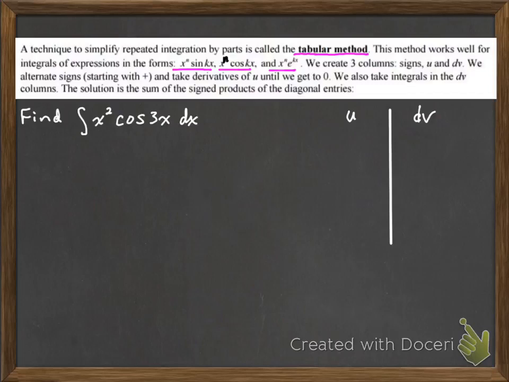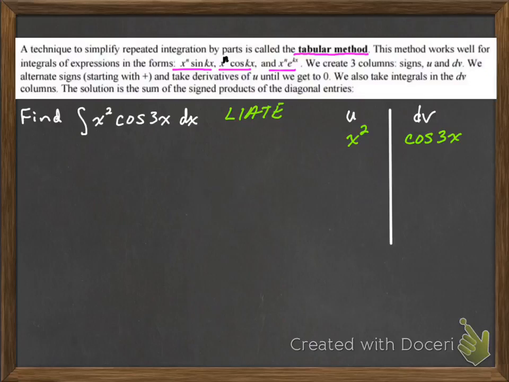So let's take a look at the first problem here. The integral of x squared times cosine of 3x. So the u value, applying LIATE, the algebra is going to come before the trig part. So the algebra is the x squared. So that is our u value. And then dv is going to be everything else. So dv is going to be cosine of 3x and then dx, but we're going to leave the dx part off.